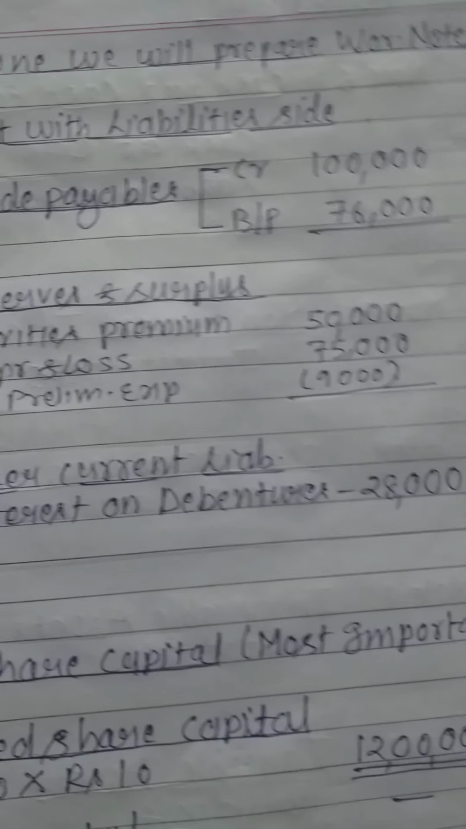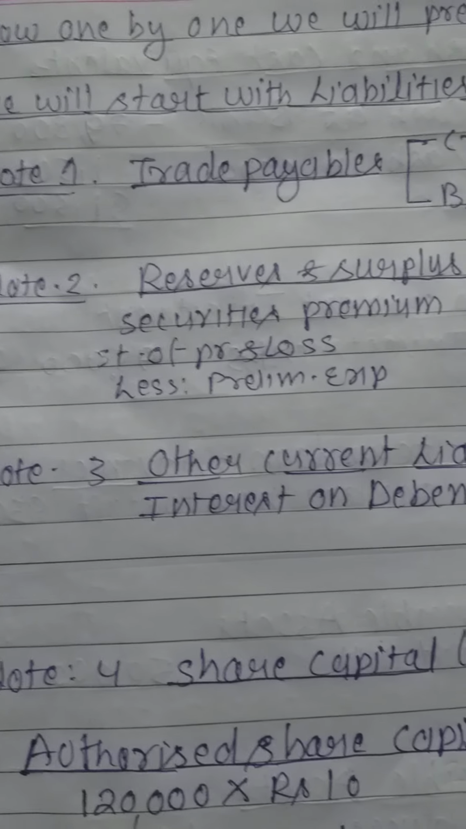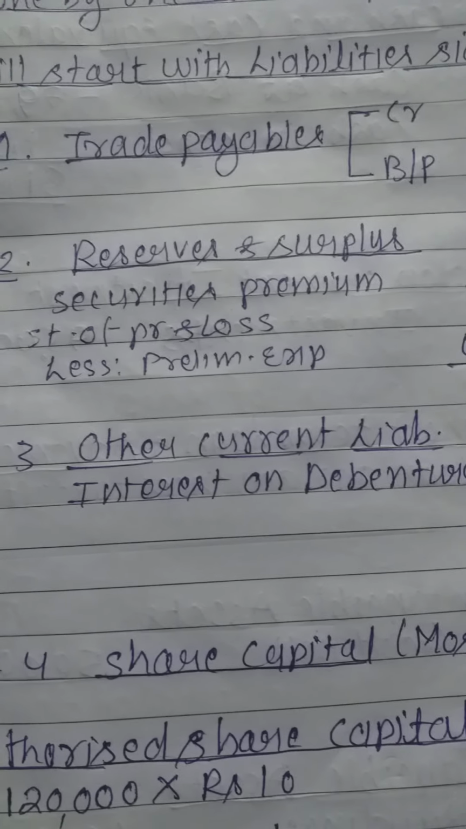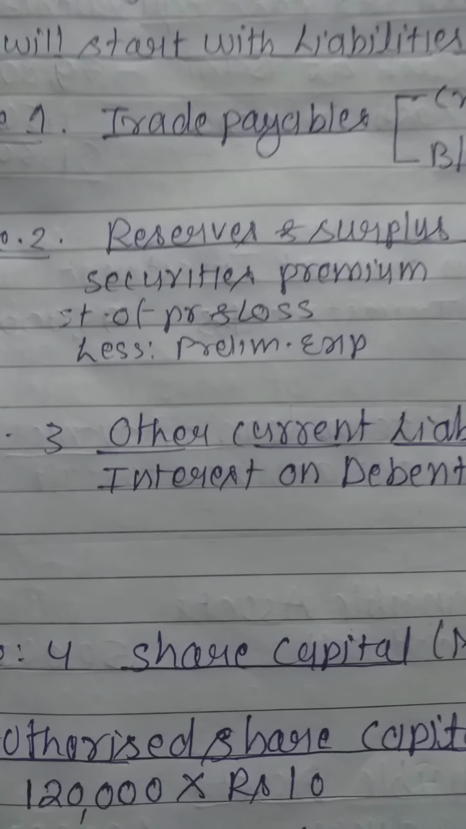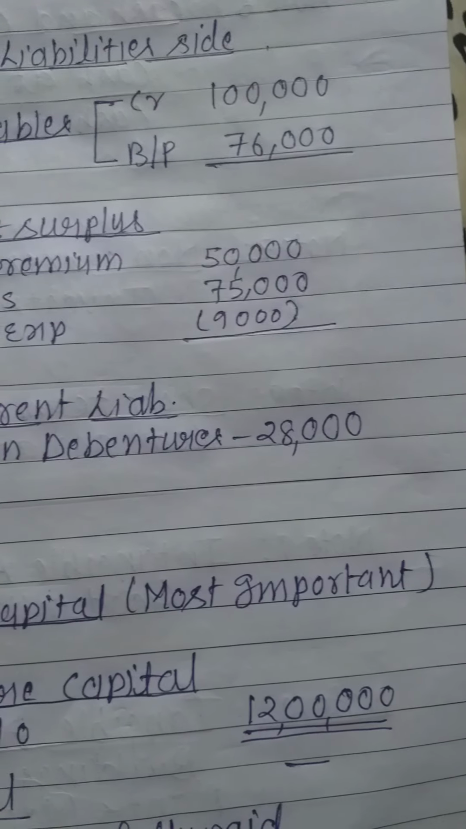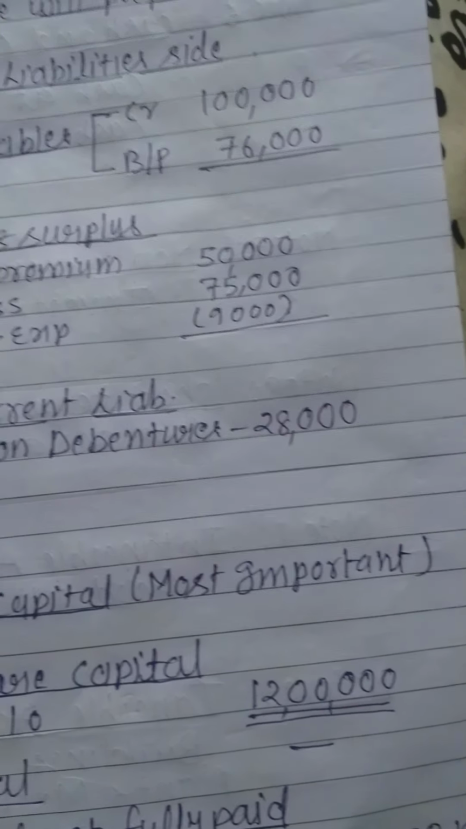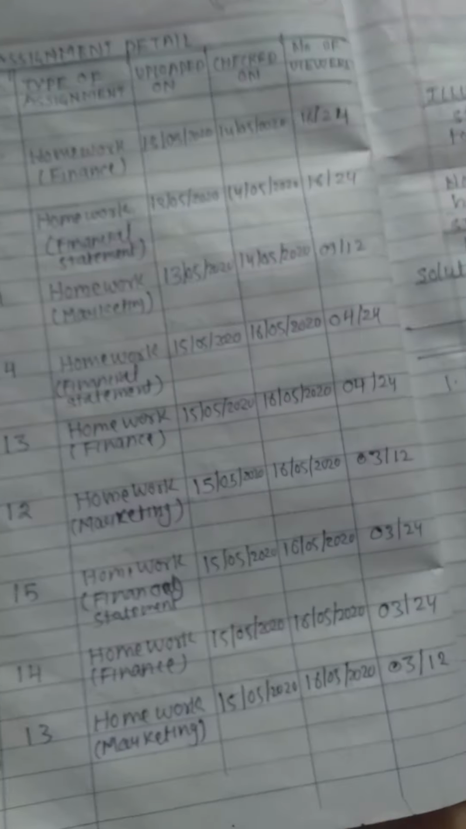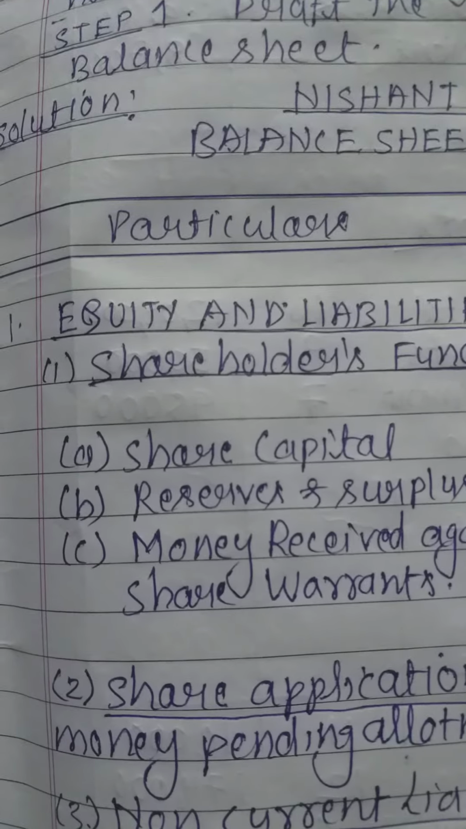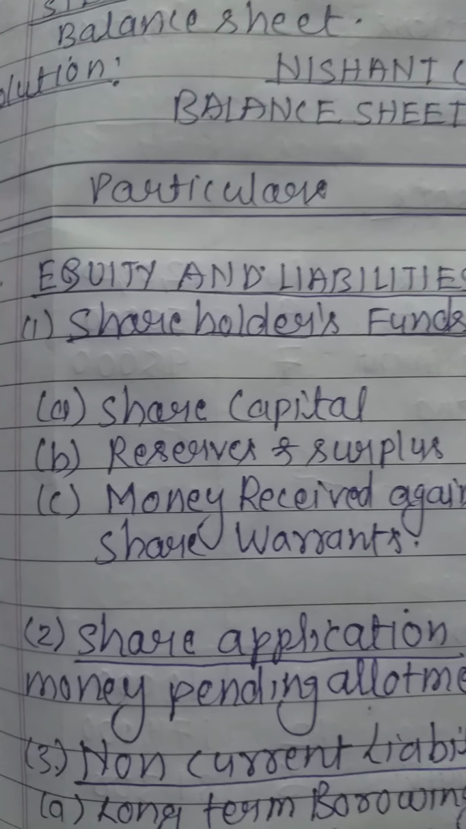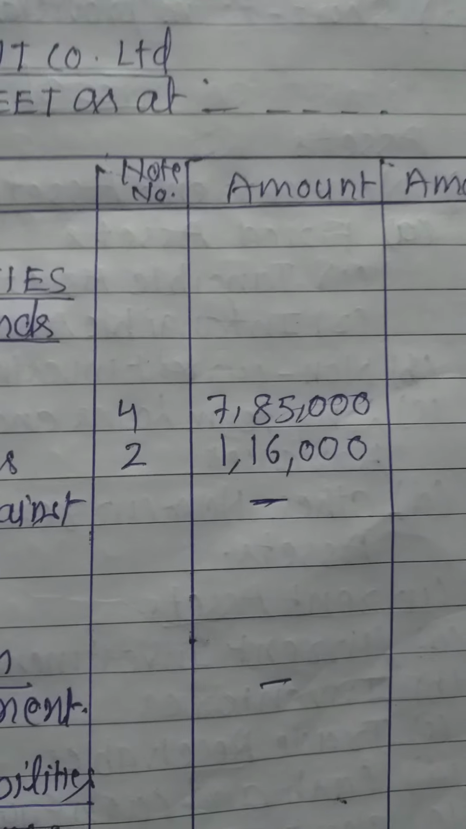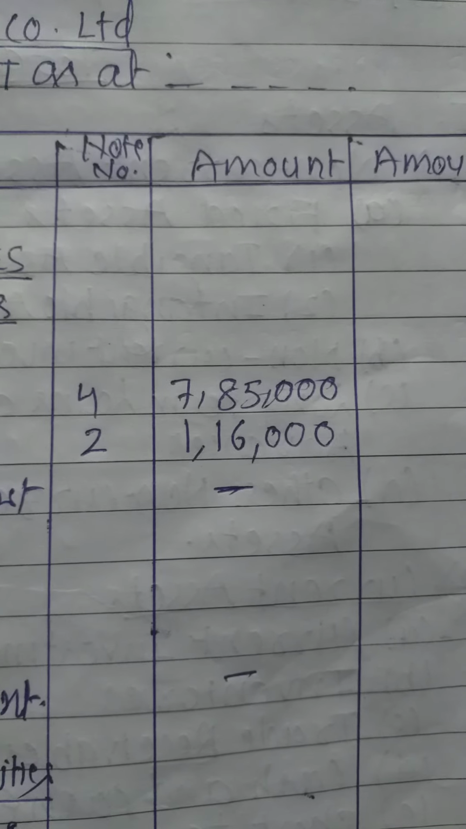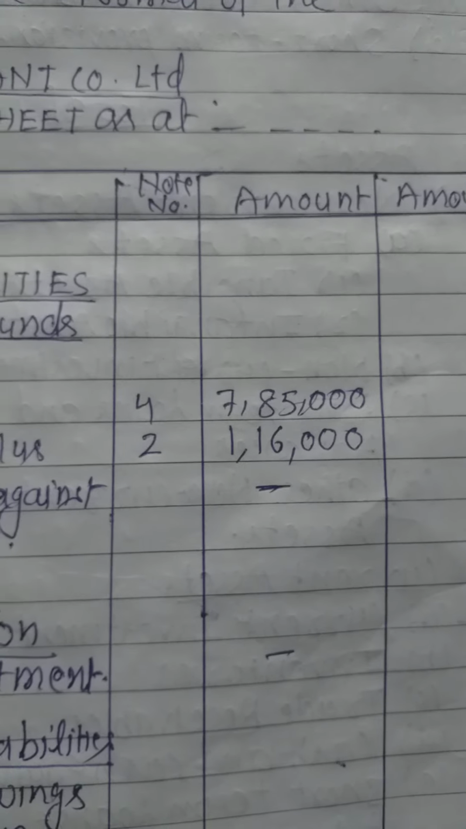Fine. Now come to note number 2, that is reserves and surplus. Again, this also we have calculated: securities premium reserve, statement of profit and loss less preliminary expenses. So 50 plus 75, that is equals to 1,25,000 minus 9,000, 1,16,000. So under the heading of reserves and surplus, the second heading of shareholders' funds, note number 2, we have to write 1,16,000.